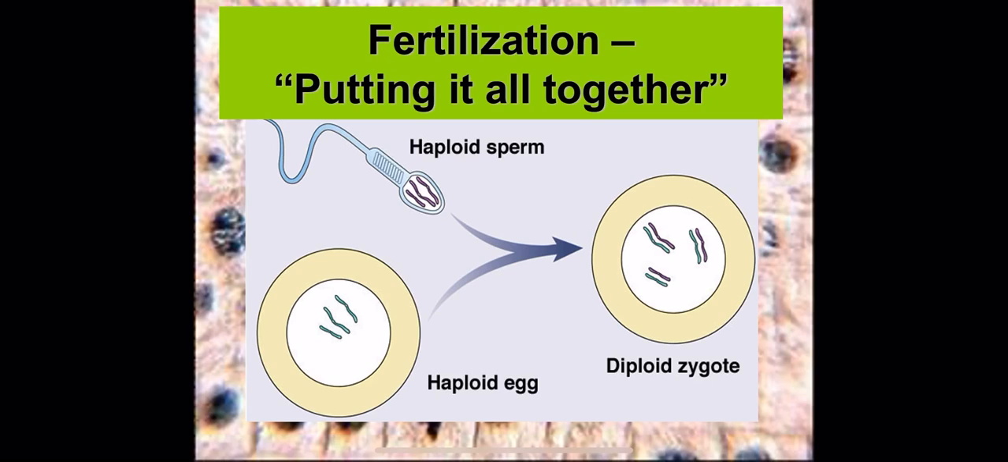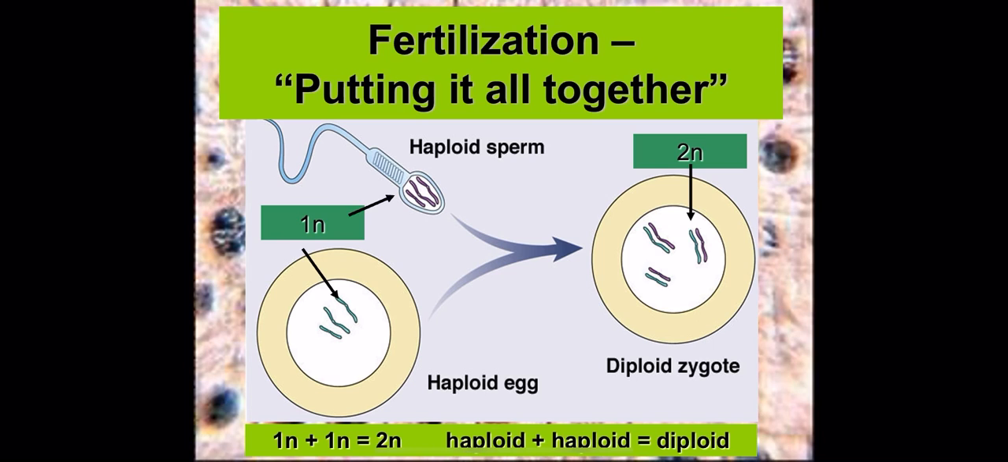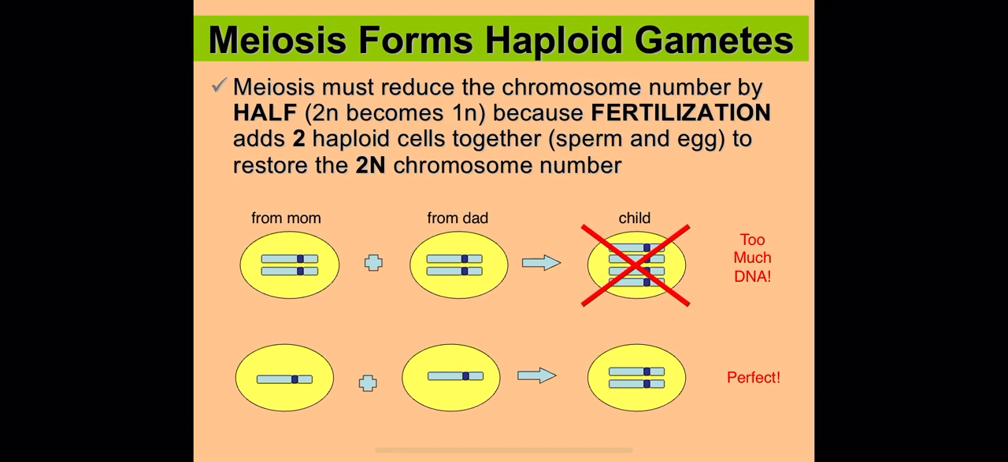Okay, so fertilization is like putting it all together. You take haploid plus haploid and you get diploid again. 1N plus 1N gives you 2N. And there's your little equation, okay?